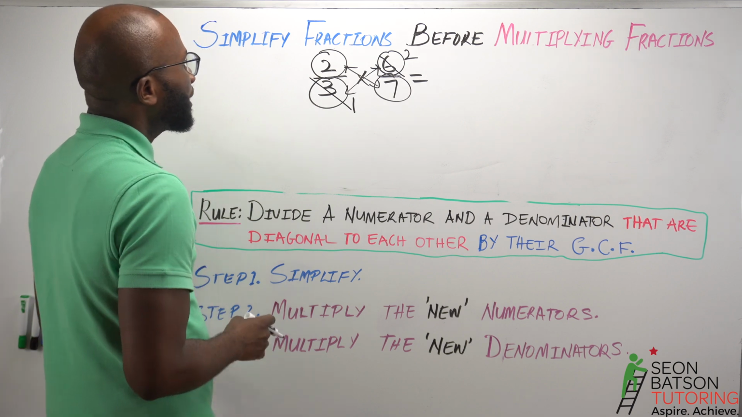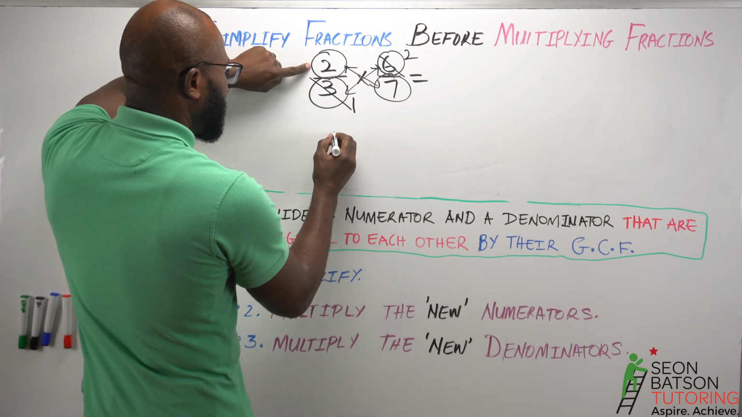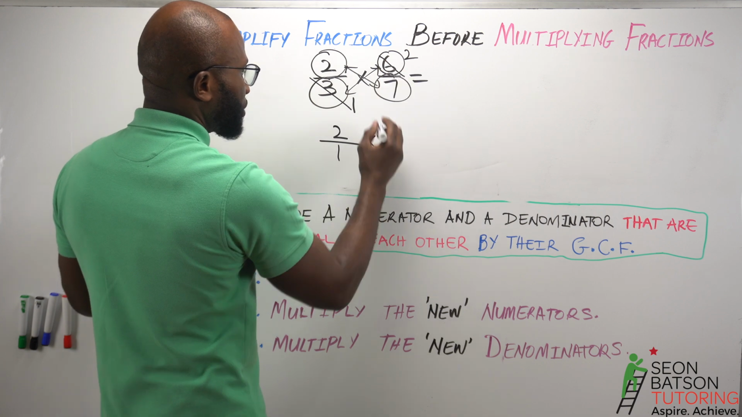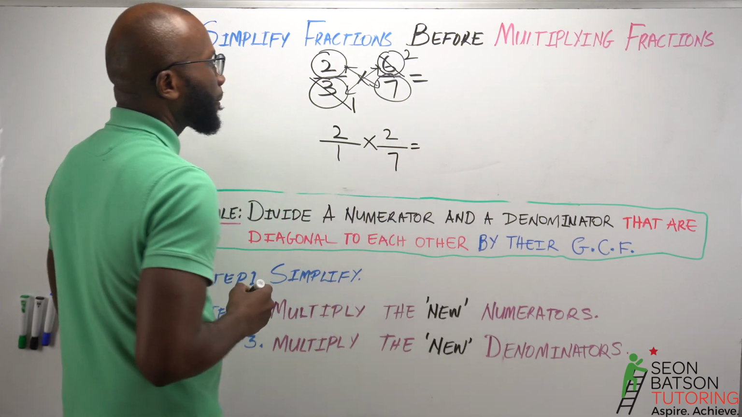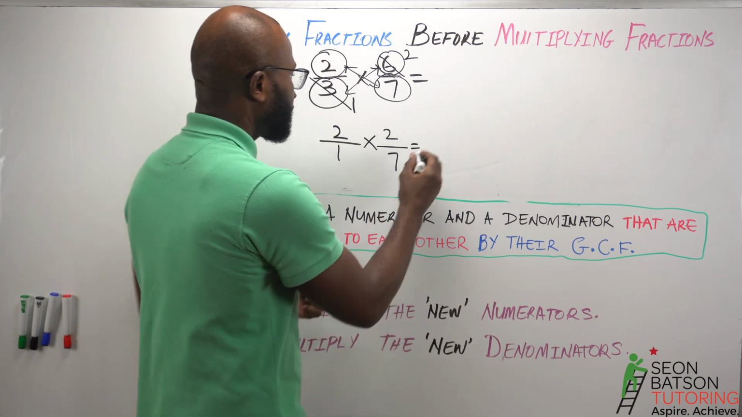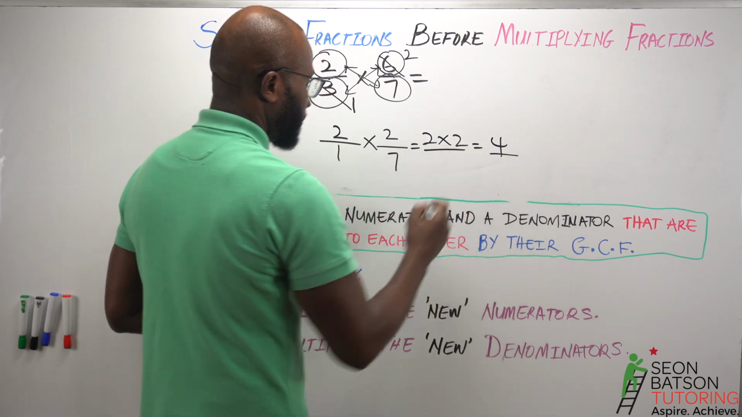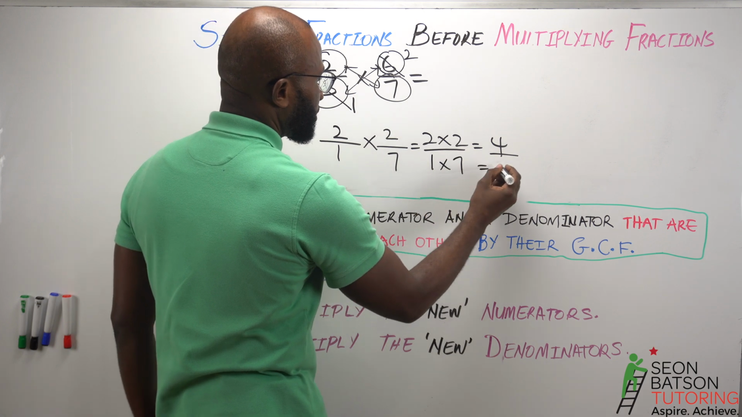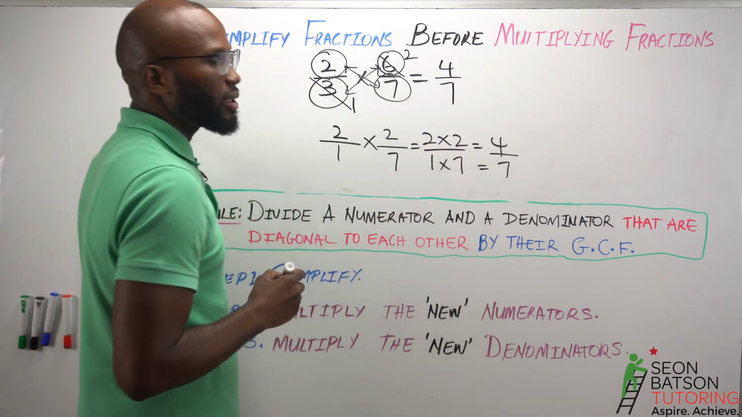So let's write back what is left after simplifying the first pair. The 2 stays at the top here, but we shrunk the 3 to a 1. The 6 we shrunk to a 2, and the 7 stays. After simplifying, we will multiply the new numerators. 2 times 2 will give us 4. Then we will multiply the new denominators. 1 times 7 will give us 7. So our final answer is 4/7.